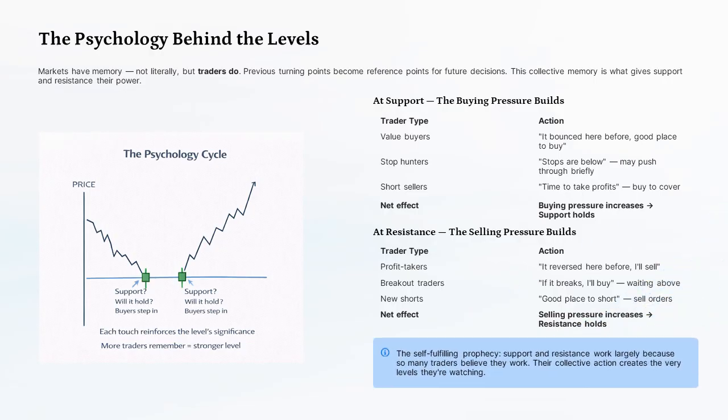Support and resistance work, in part, because so many traders believe they will work. Their collective action, placing orders at these levels, creates the very price behavior they're expecting. This doesn't make the concept invalid. On the contrary, it makes it more reliable. As long as enough traders are watching the same levels, those levels will continue to influence price.